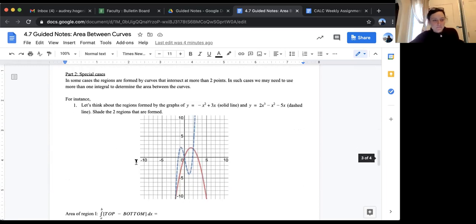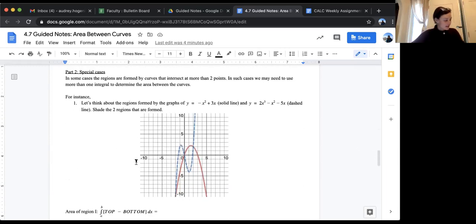All right. Part 2, special cases. In some cases, the regions are formed by curves that intersect at more than 2 points. In such cases, we may need to use more than one integral to determine the area between the curves. For instance, let's think about the regions formed by the graphs of y equals -x squared plus 3x, which is the solid line, and y equals 2x cubed minus x squared minus 5x, which is the dashed line.